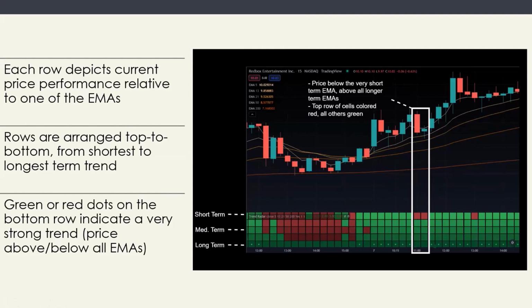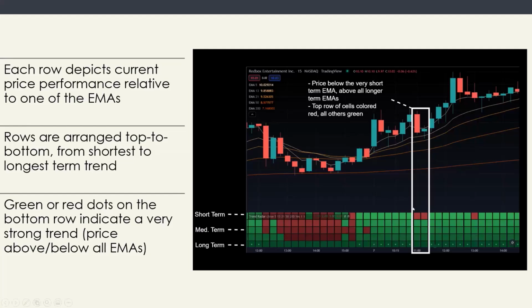And on the chart, in order from longest to shortest, we actually see the 5 EMAs that Trend Radar is calculating behind the scenes. So by default, down here, we have the 200 EMA, then the 50 EMA, the 21, 13, and 5 EMA, which are represented by these rows in the heat map: 5, 13, 21, 50, 200.